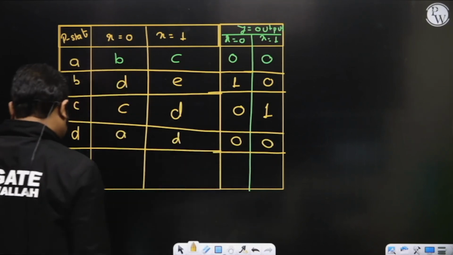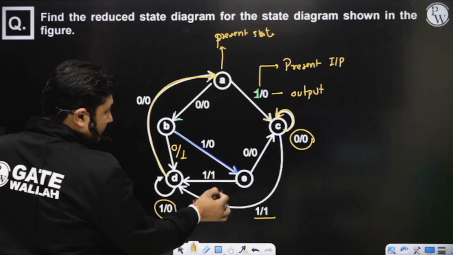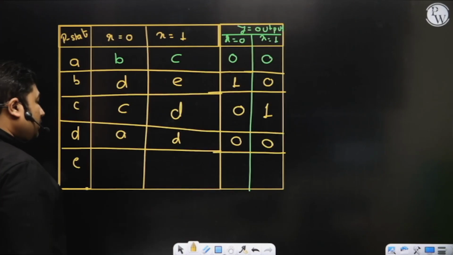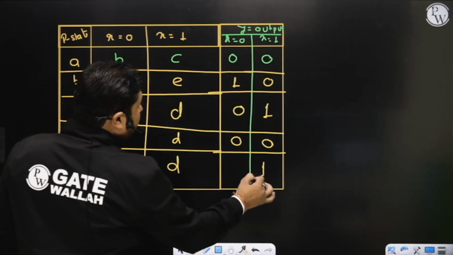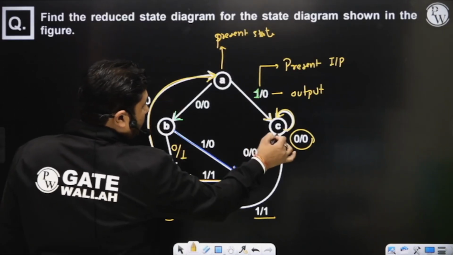Present state E, x equals 1: next state D, output 1. For x equals 0: C, output 0.